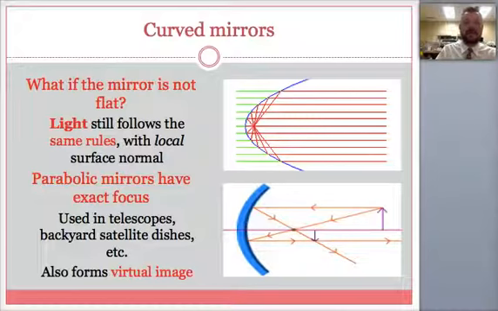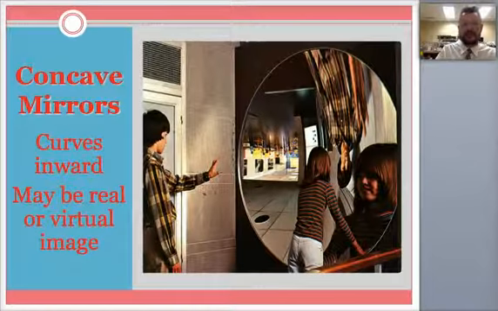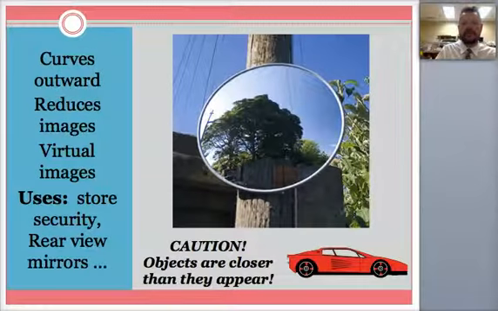What if the mirror is not flat? Light still follows the same rules, with the local surface being normal. Parabolic mirrors have exact focus. They're used in telescopes, backyard satellite dishes, and other items. They form a virtual image. Concave mirrors curve inward, and may form a real or virtual image. Convex mirrors curve outward. They reduce images to a virtual image. They're used in store security and rear view mirrors, and objects are closer than they actually appear in the mirror.